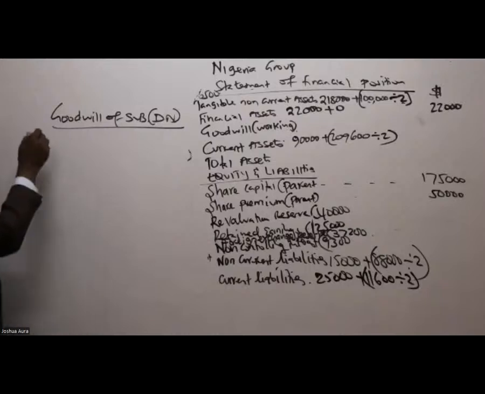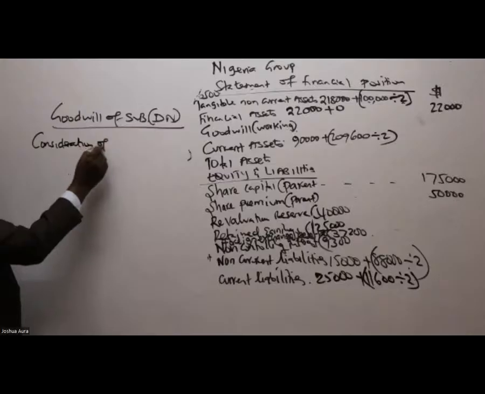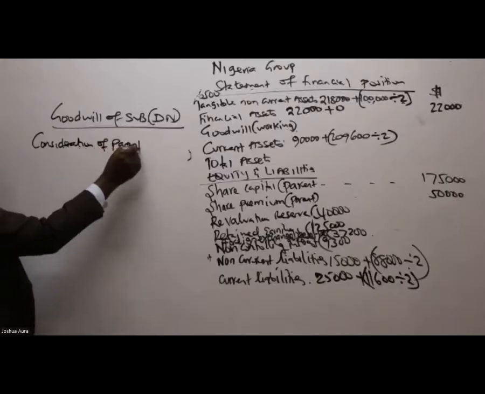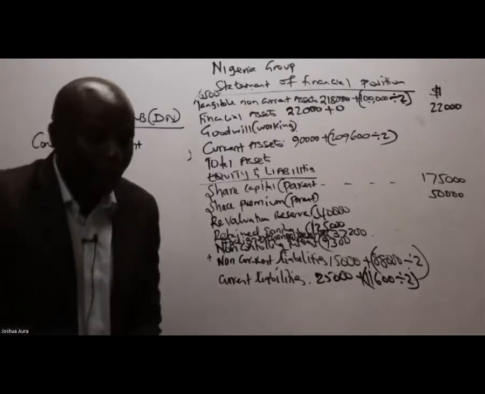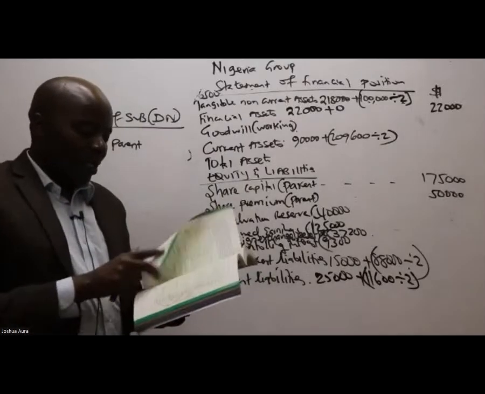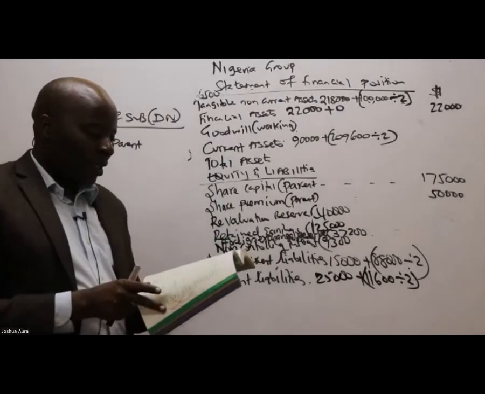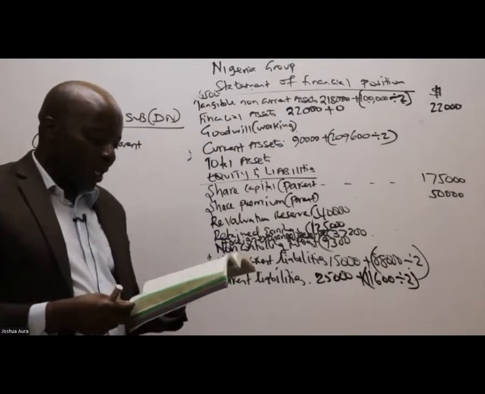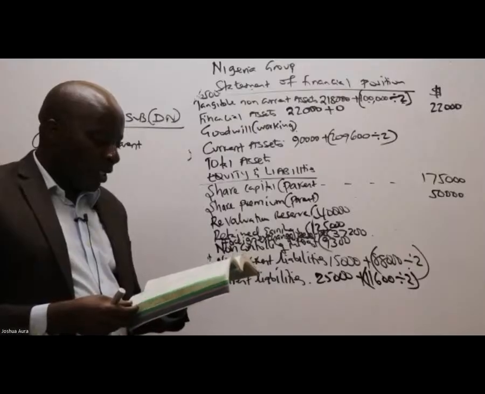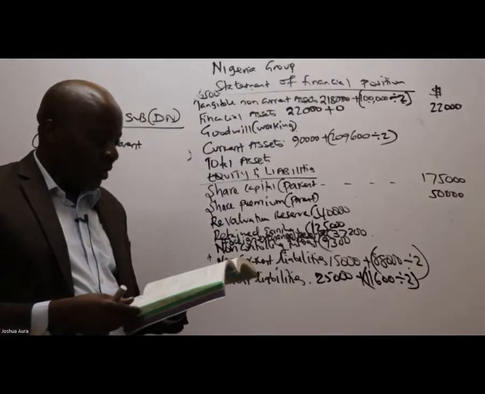In this case, give us the consideration of the parent. Have you been given how much? The parent in this case paid how much for the subsidiary?